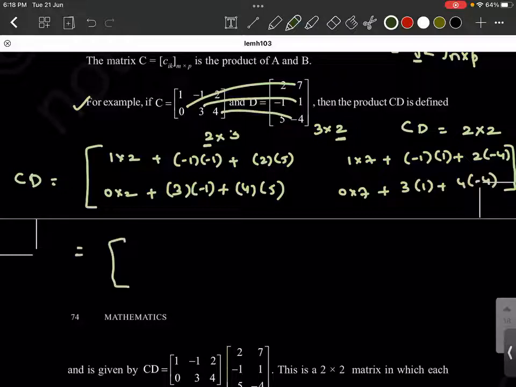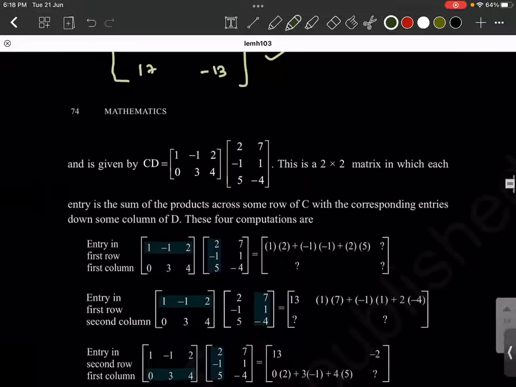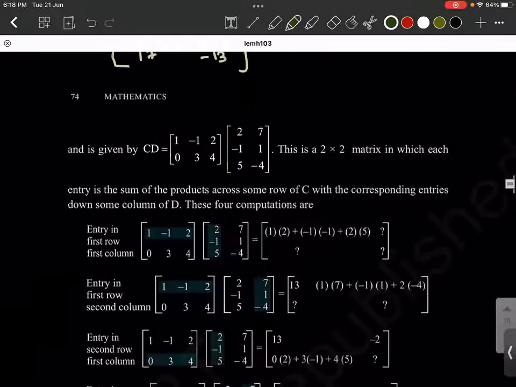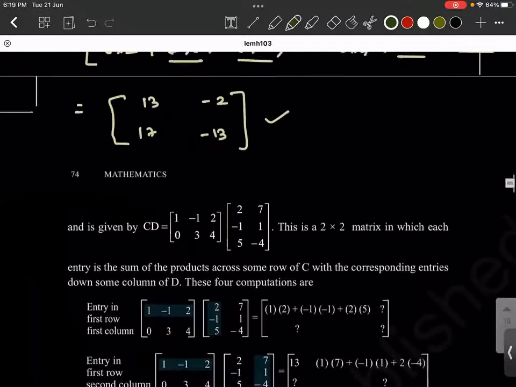So what will be the output? This will be equal to 2 plus 1 plus 10, so it is 13. 7 minus 1 is 6, 6 minus 8 is minus 2. Here I'm going to get minus 3 plus 20, that is plus 17. And here I'll get 3 minus 16, that is minus 13. So this will be the output matrix: 13, minus 2, 17, minus 13. Is it clear?